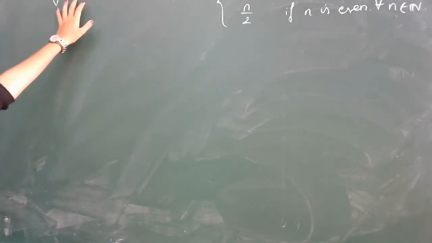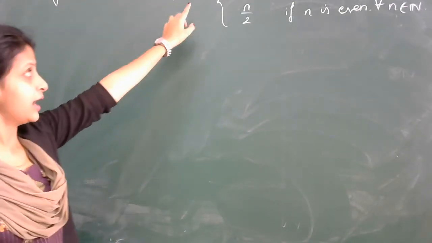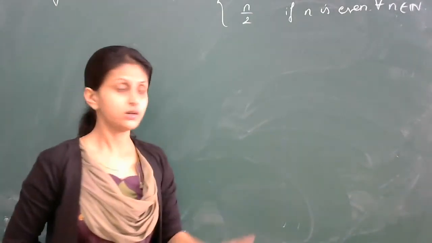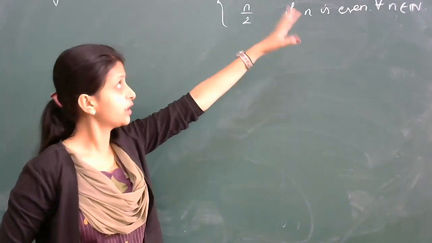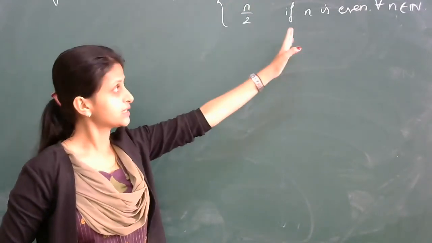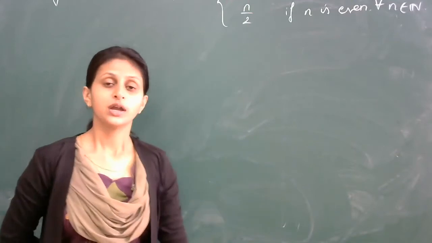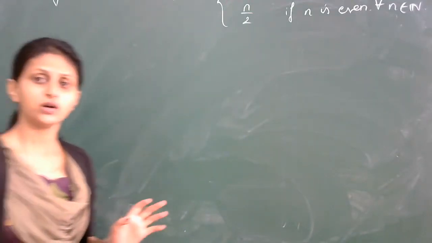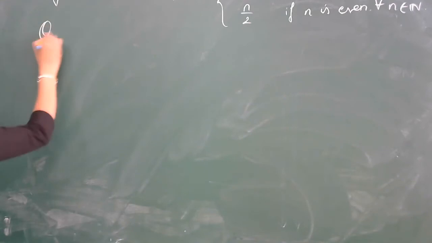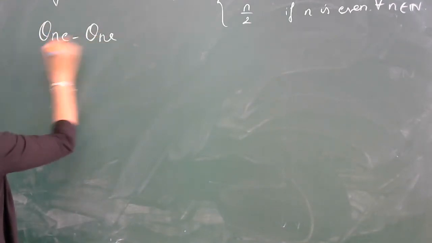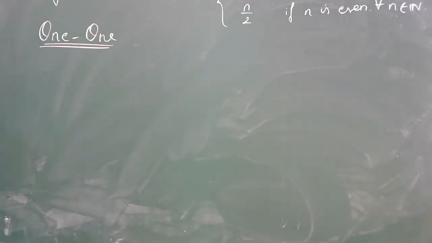So here you can observe, students, how the function is defined. It is defined from the set of natural numbers to the set of natural numbers, and it is defined in two ways. If n is odd, it is defined as (n plus 1) by 2. And if n is even, it is defined as n by 2. Now we need to check whether this function is 1-1 and onto or not. Bijective means the function should be both 1-1 as well as onto, right? So let us check. Can you tell me whether the function f is 1-1 or not?